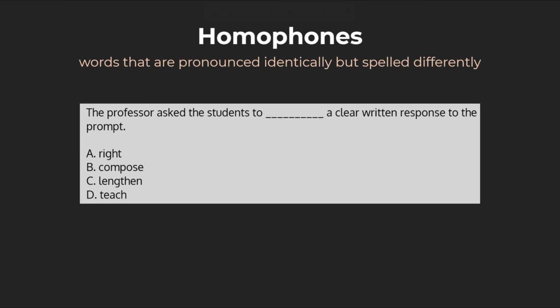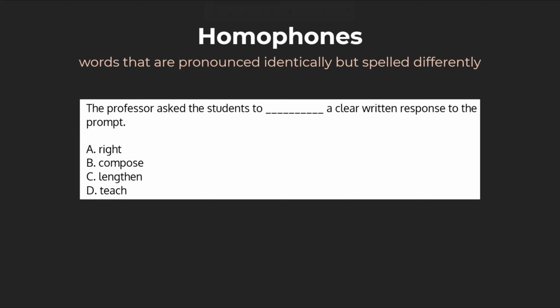For example, the professor asked the students to blank a clear written response to the prompt. A. Write, B. Compose, C. Lengthen, or D. Teach. In this question, the trap comes from how the word sounds. When you read the sentence, you may naturally hear the word write in your head, which makes choice A, right, tempting at first glance. The professor asked the students to write a response. But even though right sounds the same as write, the word that would fit this blank, it has a completely different meaning and doesn't fit the sentence.